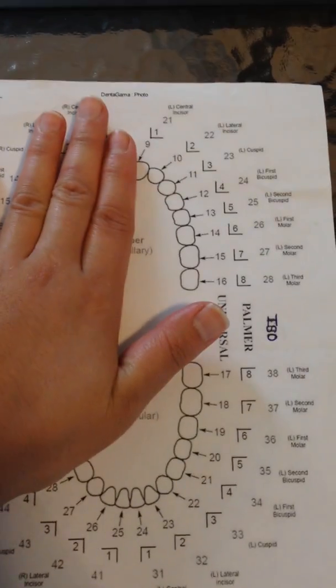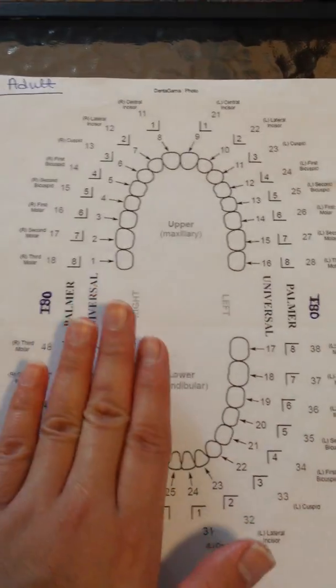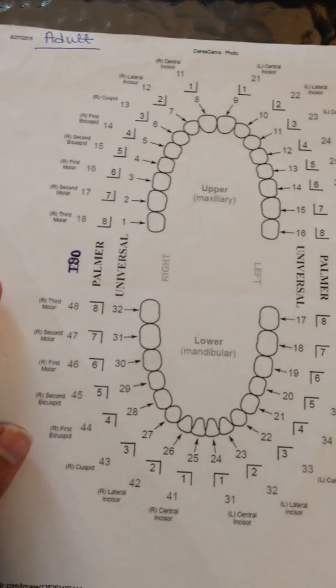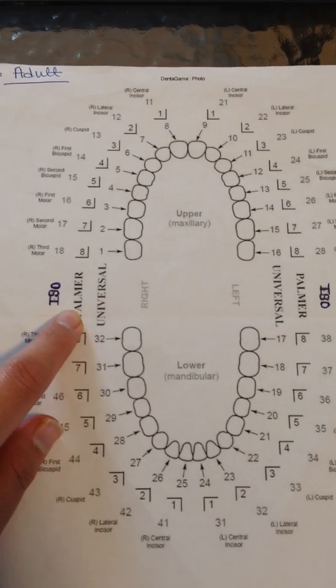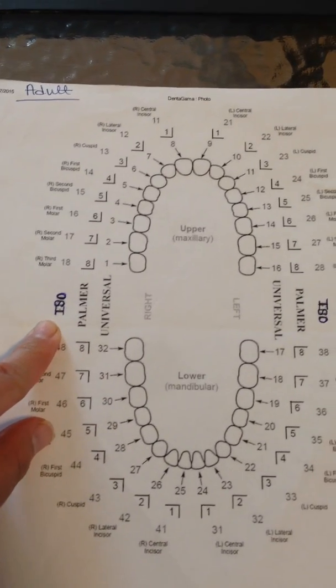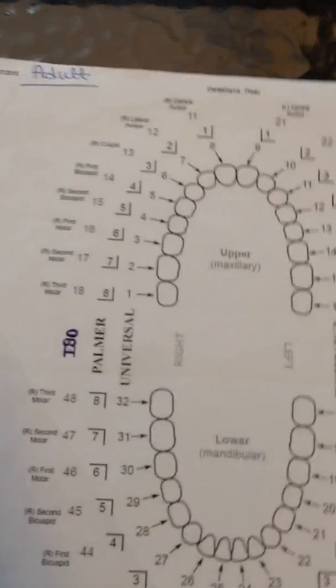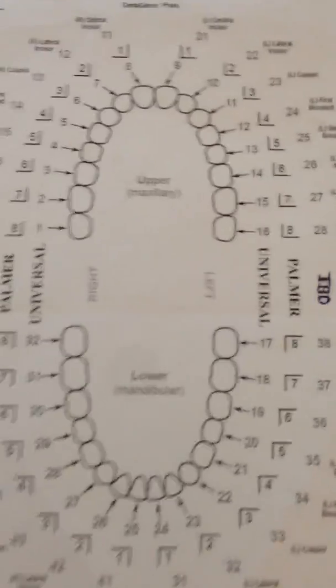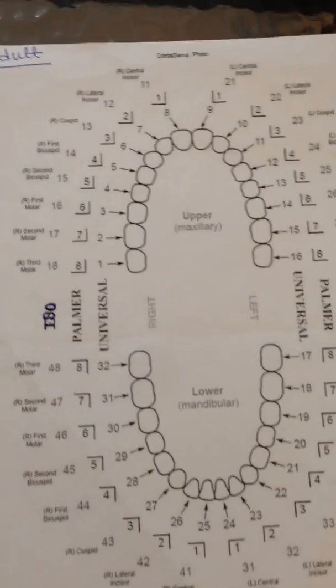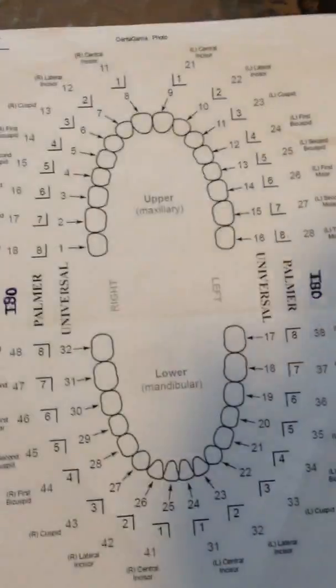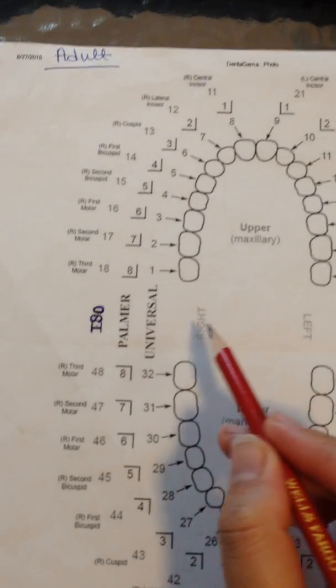So this is quadrant 1, quadrant 2, quadrant 3, quadrant 4. And then in other countries, instead of using universal, they use Palmer and ISO. So let me grab my pencil real quick. And then I will show you what I learned from my professor. She's an awesome professor, by the way.